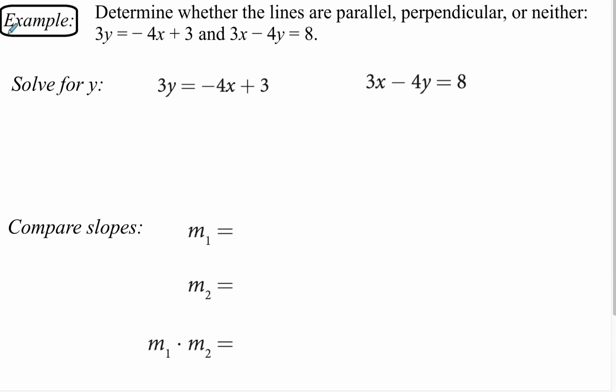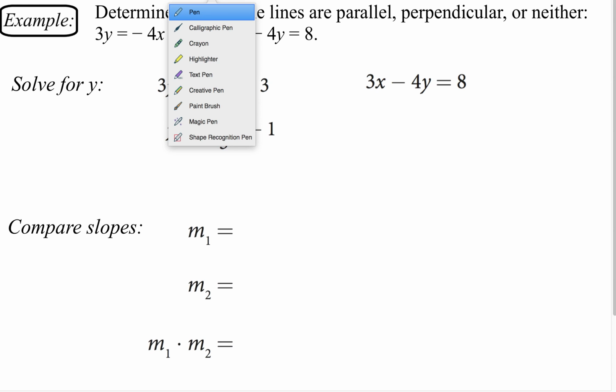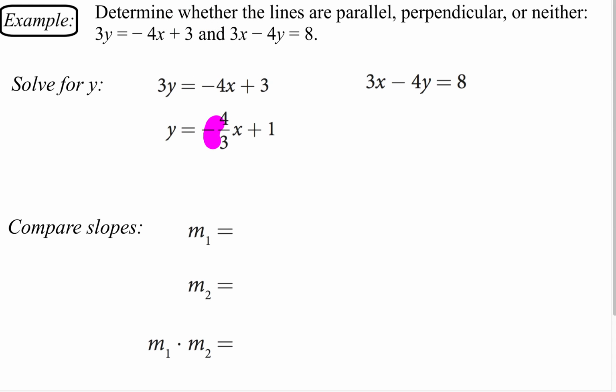Here's another couple of examples here. Determine whether the lines are parallel, perpendicular, or neither. So we have to solve them both for y. So the first one I have right here, we need to divide by 3. And so we can see the slope of this first line is -4/3. So I'm going to go ahead and highlight that, -4/3. Okay, that's the first line.